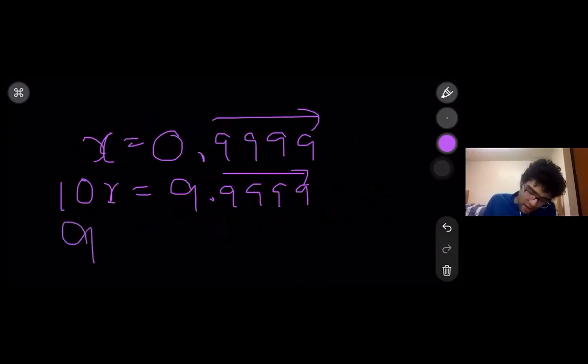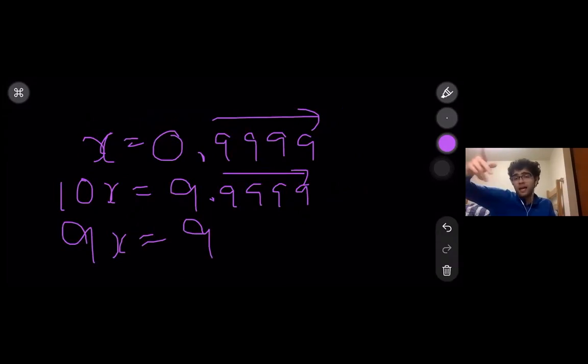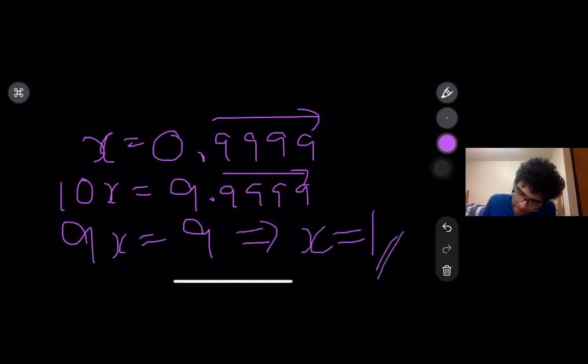So that will give me 9x equals 9, right? Because if I subtract 9.99999 and 0.99999, all the 9's get cancelled. So you get 9 minus 0 is 9, which would then imply that x equals 1. So we just started off by giving x to be 0.999, and then we conclude that x is equal to 1 because of the simple operation. Now, this is how we would prove it using just some arithmetic and some tricks in algebra.